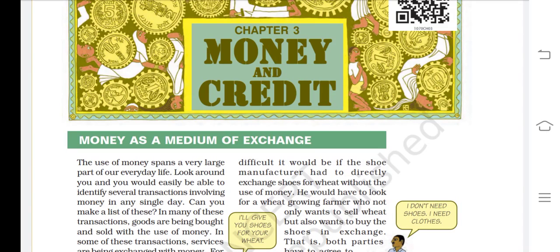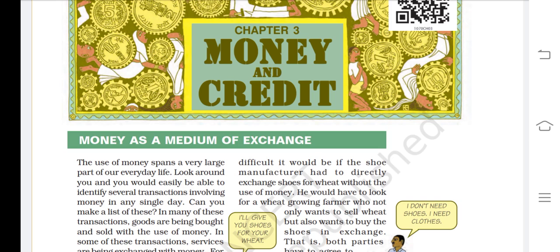Students, today we are going to study chapter number 3, money and credit. In this chapter we are going to study the different forms of money, why money is used as a medium of exchange, the different learning activities of banks, different credit situations, formal sectors, then self-help groups, different topics.